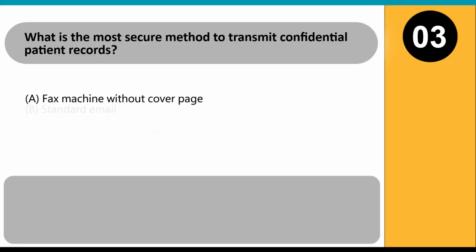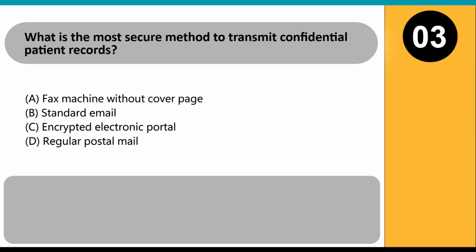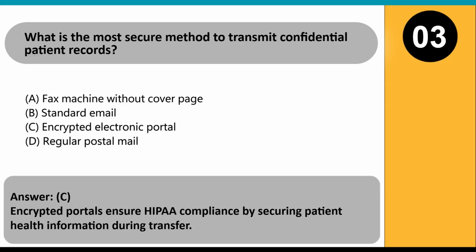What is the most secure method to transmit confidential patient records? A. Fax machine without cover page. B. Standard email. C. Encrypted electronic portal. D. Regular postal mail. Answer: C. Encrypted portals ensure HIPAA compliance by securing patient health information during transfer.